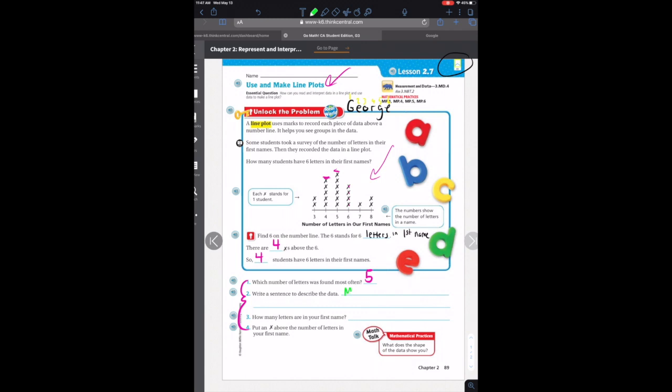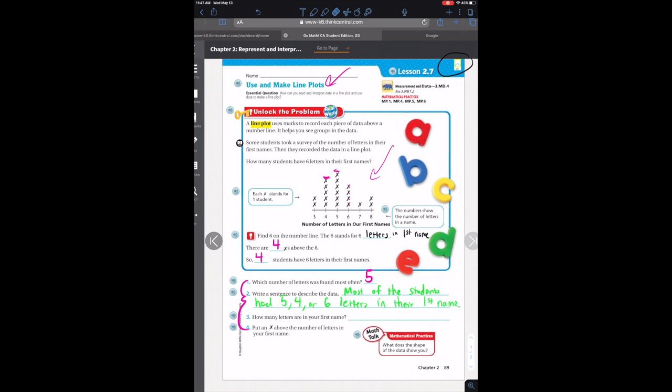So, most of the students had 5, 4, or 6 letters in their first name.